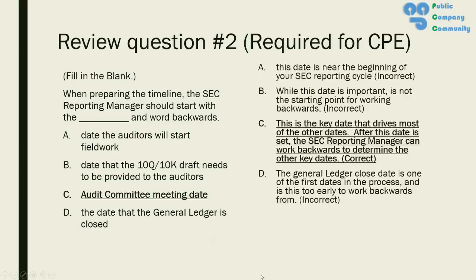Let's look. All right, the answer is the audit committee meeting date. Remember, that's where we start from, and then we work backwards. The date that the auditors will start field work, that's too far into the early part of the SEC reporting cycle. The date that the draft needs to be provided to the auditors, that's not where we start. That's more in the middle of the process. And then the date that the general ledger is closed, that's right in the beginning of the process. We don't work backwards from that. It's that audit committee meeting date.